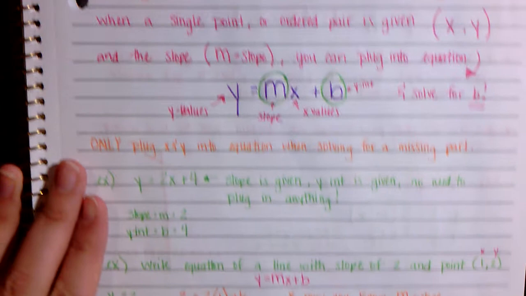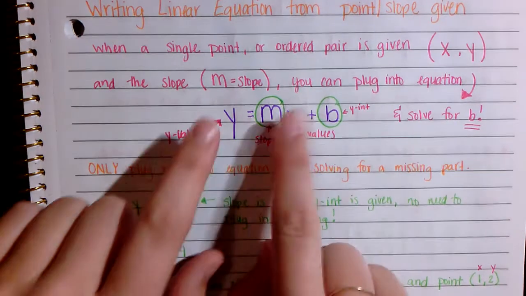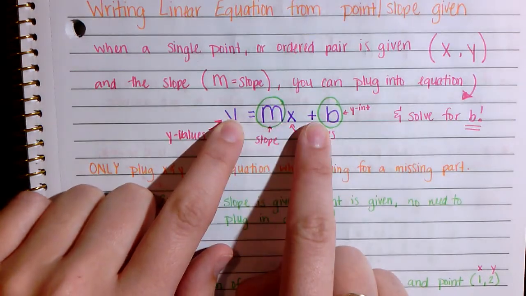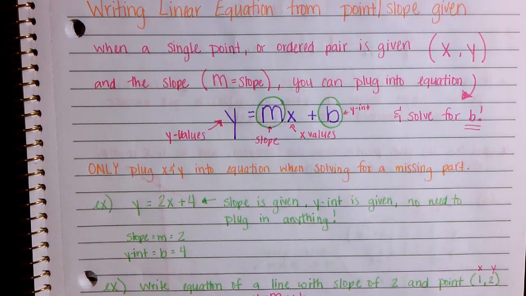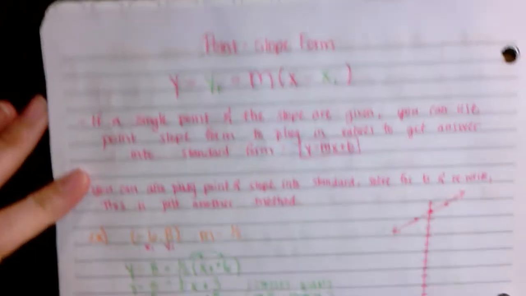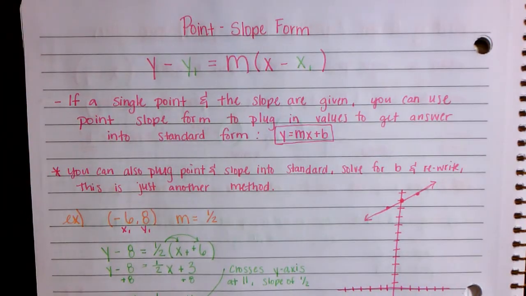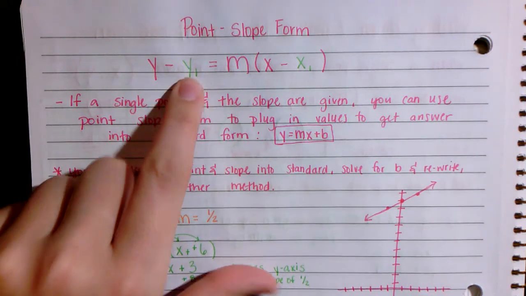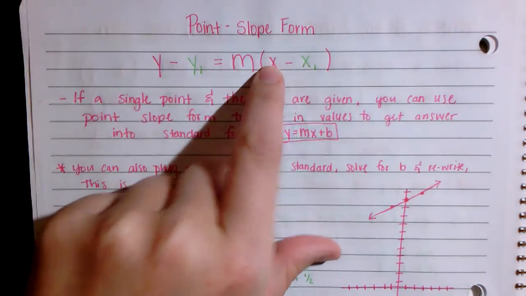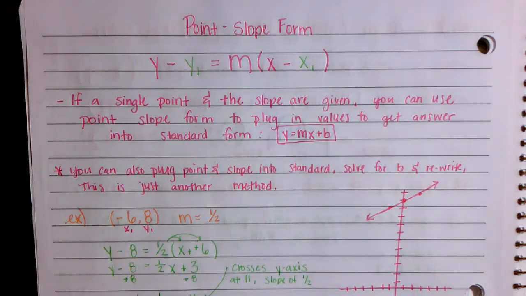So if this way works for you from yesterday, where you plug in the x and the y and the m and you solve for b, then that's perfectly fine. But I want to show you something else in case you do see it this way. It's called point-slope form. And so it's y minus y1 equals m parentheses x minus x1. And when we do this, we're going to end up getting it into standard form.